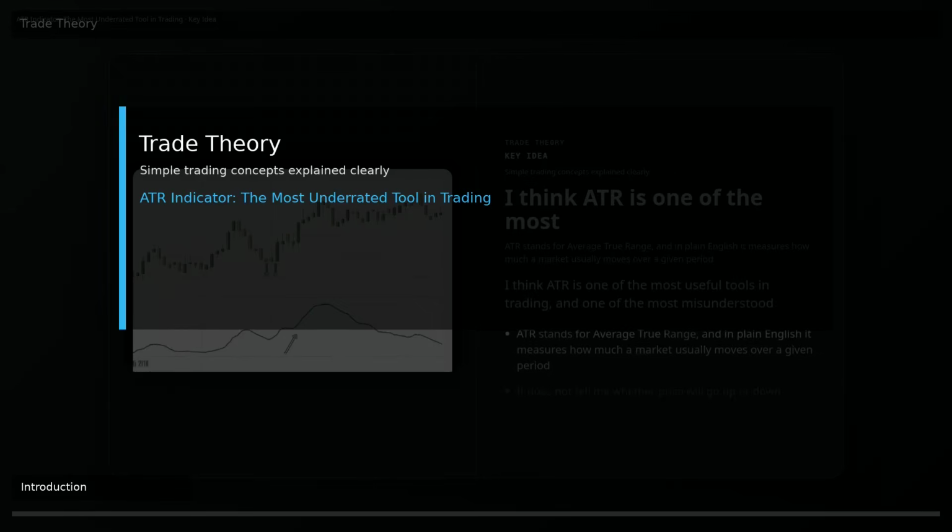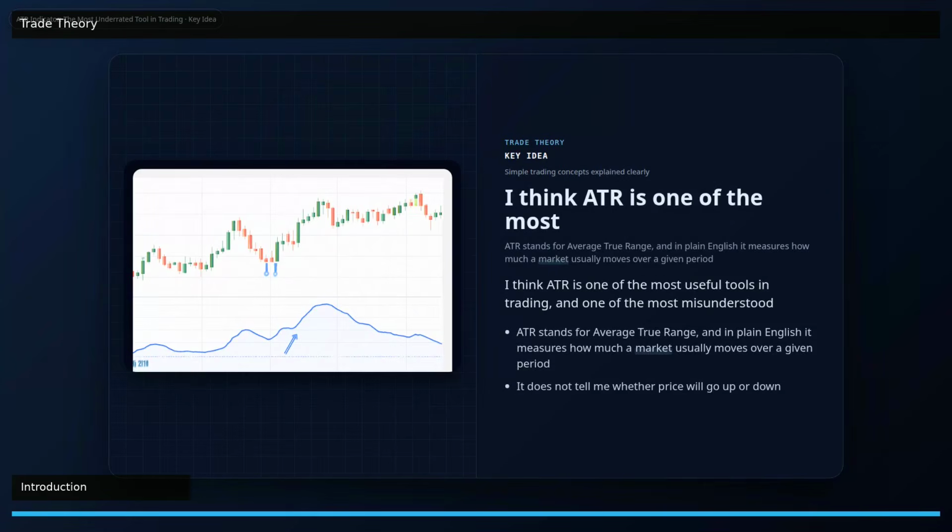I think ATR is one of the most useful tools in trading, and one of the most misunderstood. ATR stands for Average True Range, and in plain English, it measures how much a market usually moves over a given period. It does not tell me whether price will go up or down. It tells me how much room the market tends to need. That difference matters, because a lot of bad trading comes from using the wrong tool for the job.